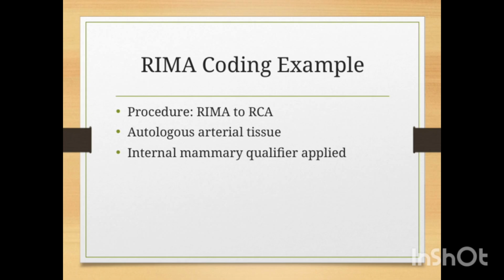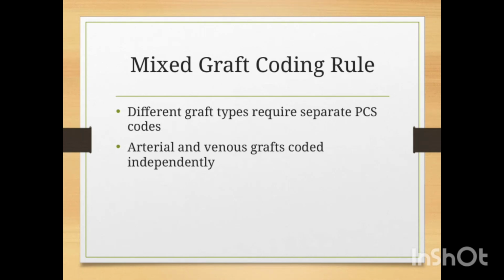This process highlights the importance of careful assessment and precise coding in achieving optimal surgical results. Now let's talk about graft types and how they relate to PCS codes. Different graft types actually require separate PCS codes, so it's important to code each type correctly.